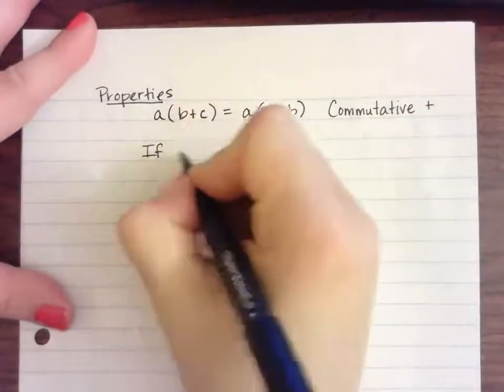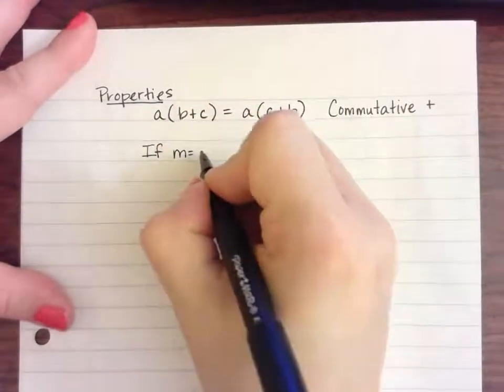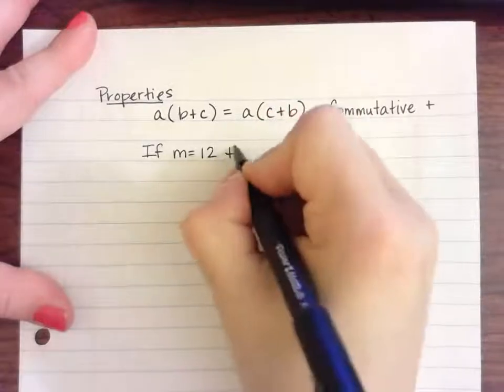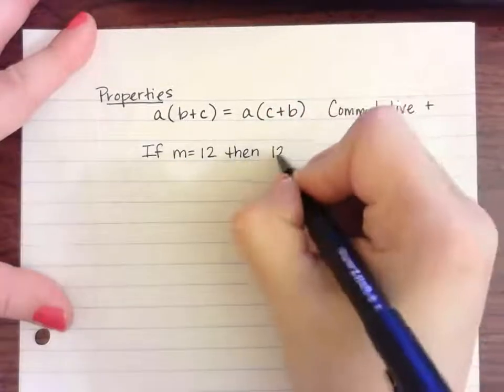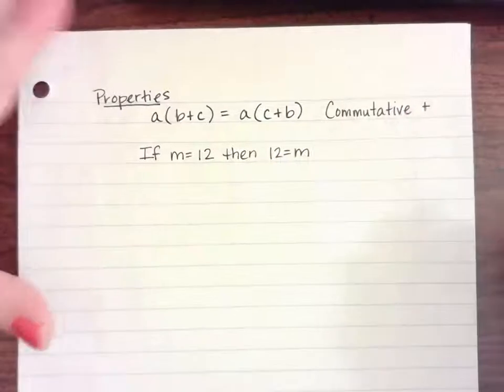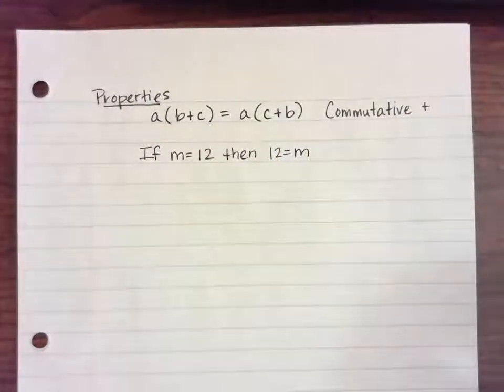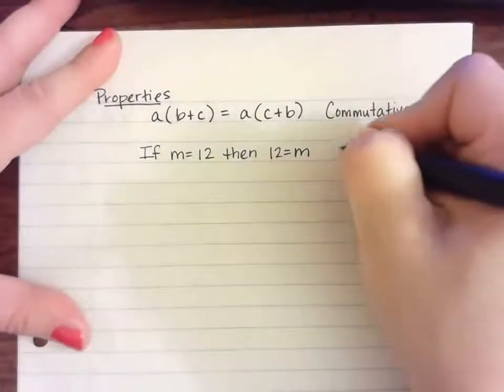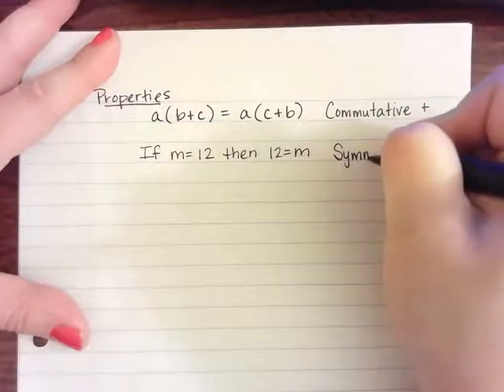Another one that I noticed that was commonly missed was this one. So let's say we had this: if m equals 12, then 12 equals m. Now this looks like the commutative property, but this is actually the symmetric property.